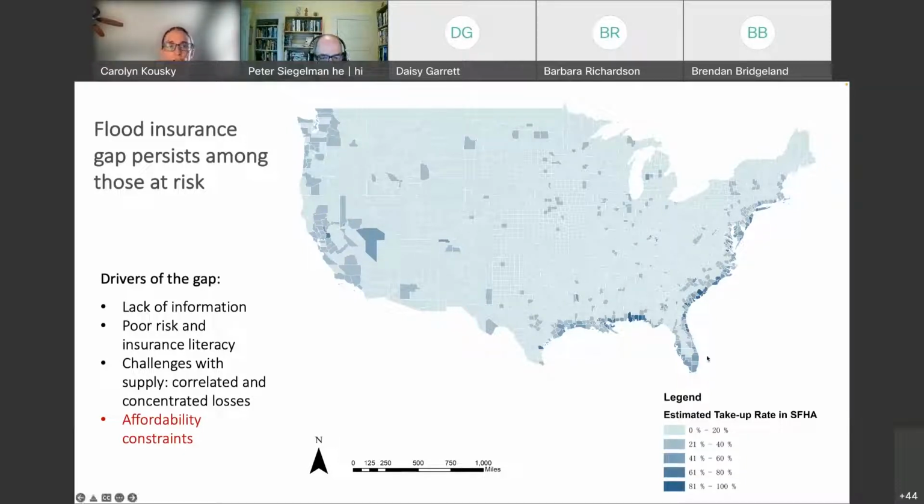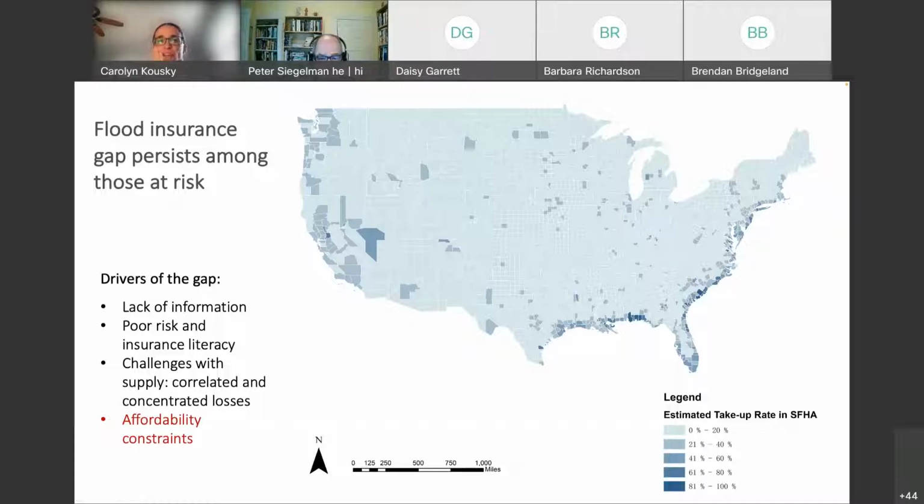Take-up rates along the hurricane-prone coast are actually really good, in excess of 60%, often in excess of 80% of residents in those high-risk areas have flood insurance. But when you look at inland flood risk, it's very poor, and most of this is under 20%. Of people in the FEMA mapped floodplain, less than 20% have a flood insurance policy. Of course, there are some exceptions, right? Like Sacramento is a hotspot of flood risk, so you see more policies there.